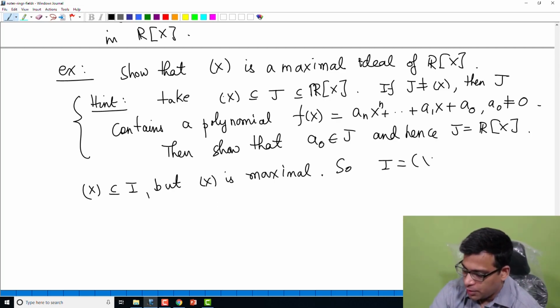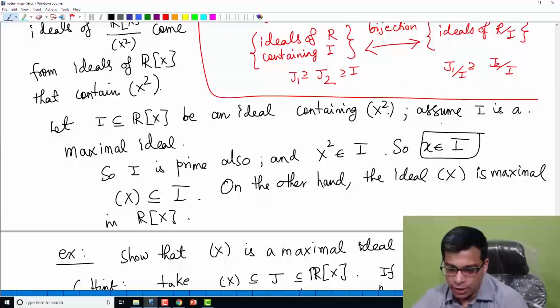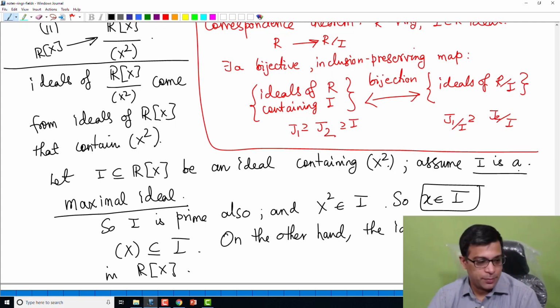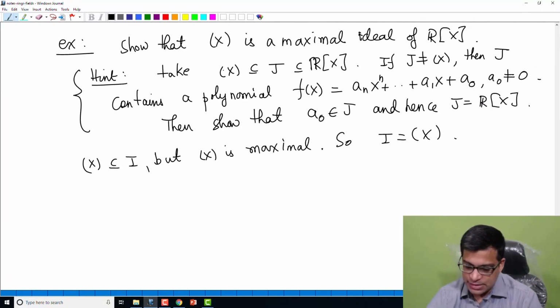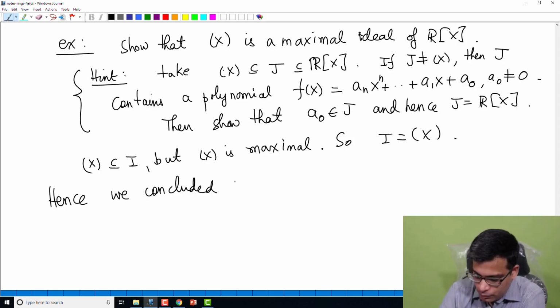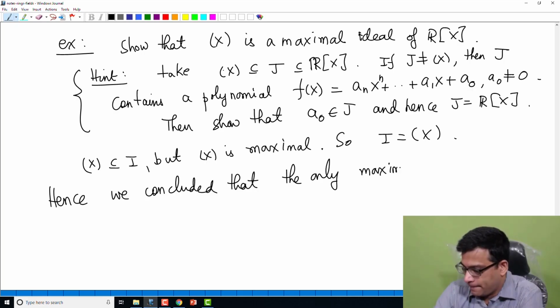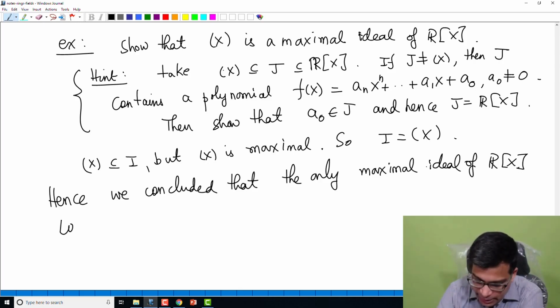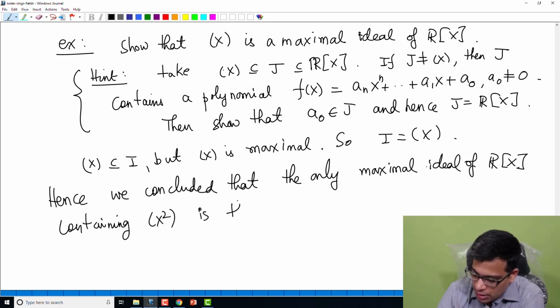So remember, I is a proper ideal, because I is a maximal ideal and maximal ideals are by definition proper ideals. So x is a maximal ideal, it is contained in I, which is a proper ideal, so the only possibility is I is equal to x. Hence we have concluded that the only maximal ideal of Rx containing x squared is the ideal x.